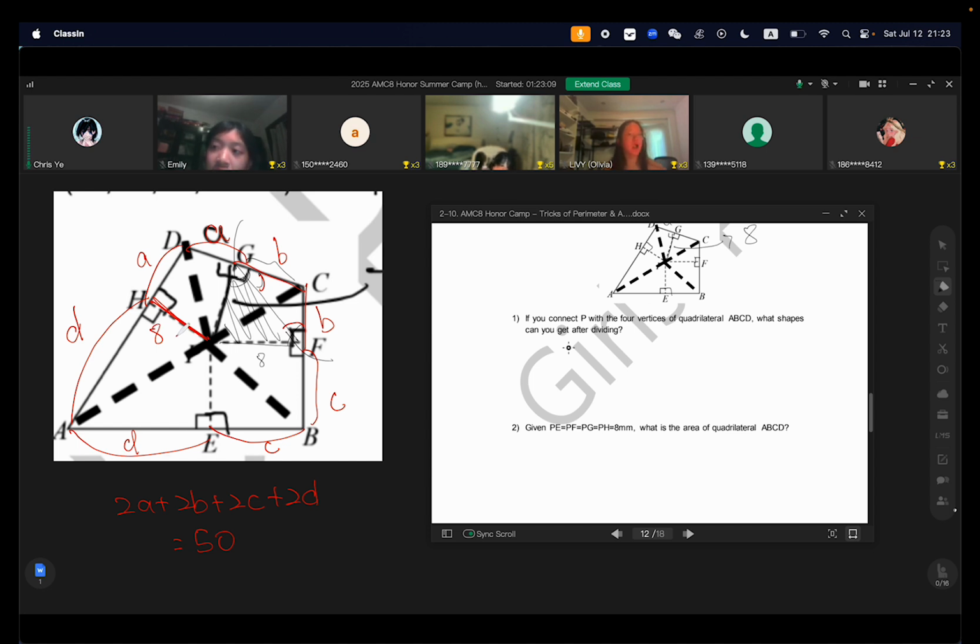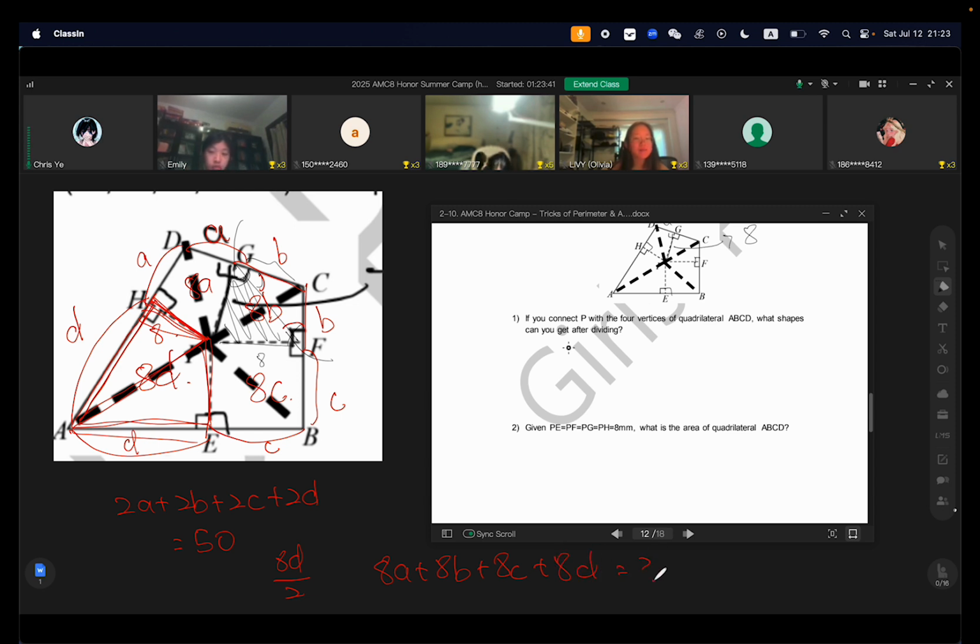So the area is going to be 8 times D. For example, this triangle, the area is going to be 8D divided by 2, and this is also going to be 8D divided by 2. So the total area of this shape by itself is just going to be 8D. So this will be 8A, 8B, and 8C. So now we just have to figure out what 8A plus 8B plus 8C plus 8D is.